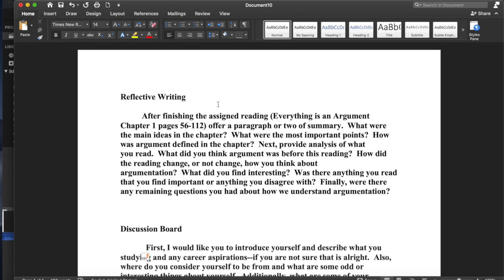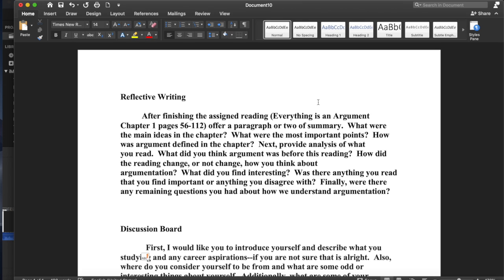Reflective writing. After finishing the assigned reading, Everything is an Argument, Chapter 1, pages 56 through 112, offer a paragraph or two of summary. What were the main ideas in the chapter? What were the most important points? How was argument defined in the chapter?